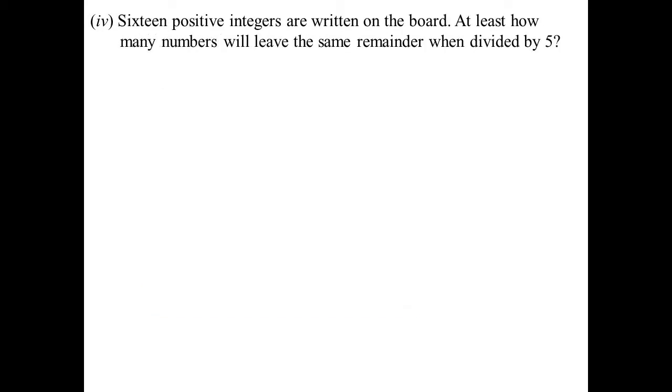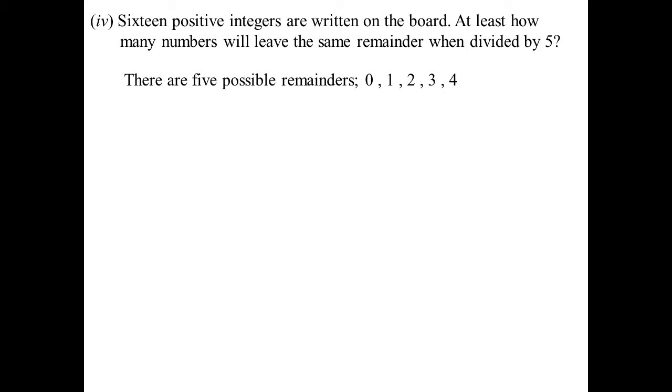16 positive integers are written on the board. Now this time we want to know how many numbers will leave the same remainder when divided by 5. So it's just going to be 16 random positive integers. That's totally random. But at least how many of those numbers will leave the same remainder? Well, there's 5 possible remainders. No matter what number I put on the board, it's either going to be divisible, so remainder of 0, remainder 1, remainder 2, remainder 3.